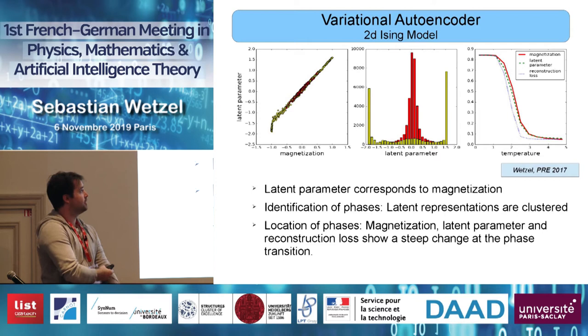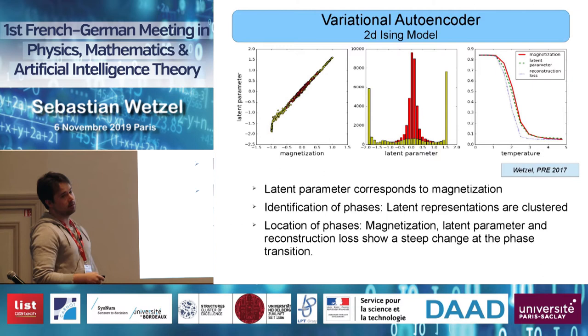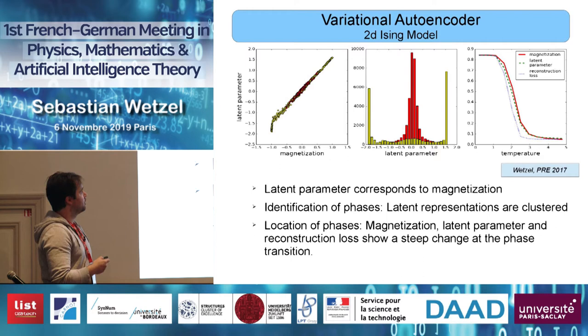And if you apply the variational autoencoder to all your Monte Carlo samples on the whole temperature range, you also find that the optimal latent dimension is 1. You also find that the latent parameter is very strongly correlated to the magnetization. So we can also say that the variational autoencoder learns the magnetization. The latent parameter is clustered. So in the latent space, if you draw a histogram, the yellow bars correspond to the broken, ferromagnetic phase, and the histogram showing the red part corresponds to the paramagnetic phase.